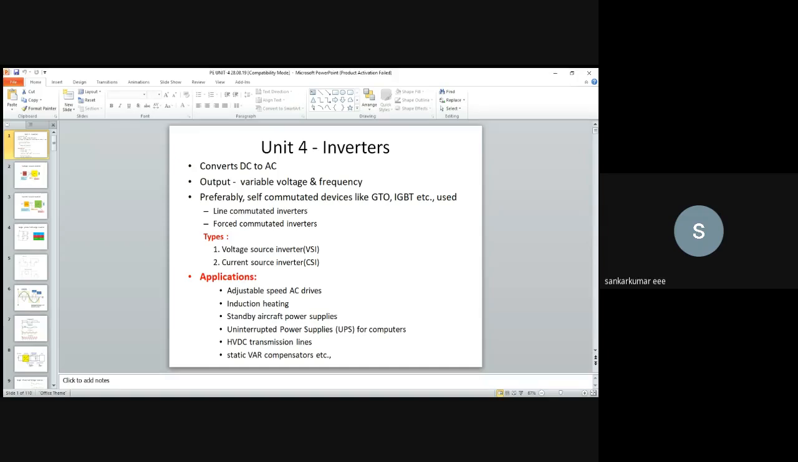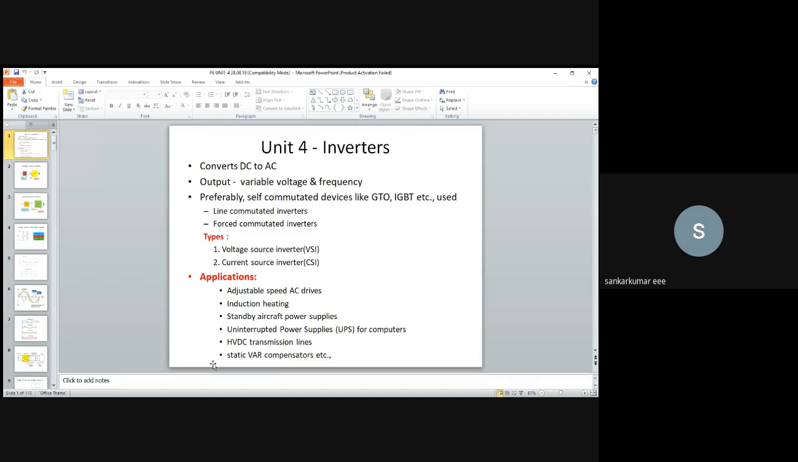Commutated devices. Commutation means the turn-off process. So the turn-off process will be a self turn-off process in devices like a GTO, gate turn-off thyristor, IGBT, insulated gate bipolar transistor, and MOSFET, which we will use for medium power applications. MOSFET we will be using, and BJT also, that is power BJT, power transistor, is also used for inverters. Preferably for high power applications, we will go for the IGBTs.